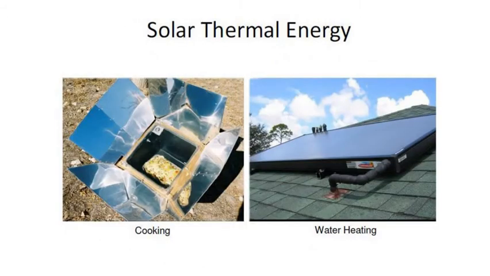Now this is solar energy which is used for cooking. These are reflecting plates which will give heat to your food for boiling or any heating purpose. And this is a heat collector which is used to heat up your particular material.